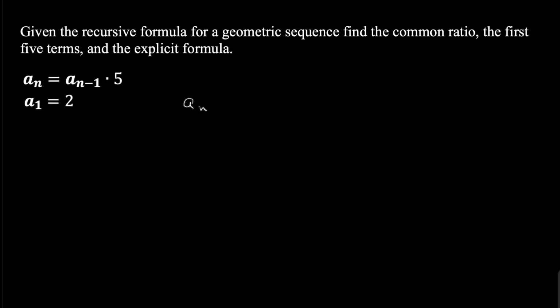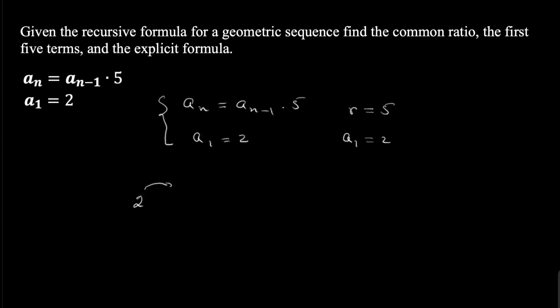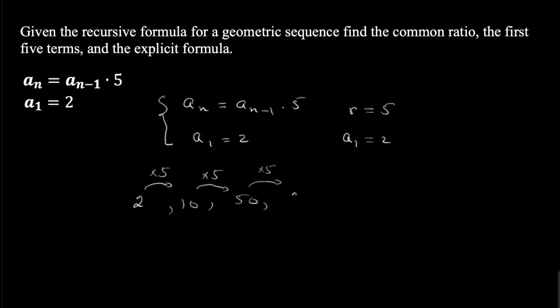Here we have an is equal to an minus 1 times 5, and a1 is equal to 2. From the first part, we can find that the ratio is equal to 5, and the first term is given here, which is a1 is equal to 2, and we can start from here. We can say 2 multiplied by the common ratio, which is 5, you get 10. 10 multiplied by the common ratio 5, which is 50. 50 times 5 is equal to 250. 250 times 5 is equal to 1250. And those are the first 5 terms.